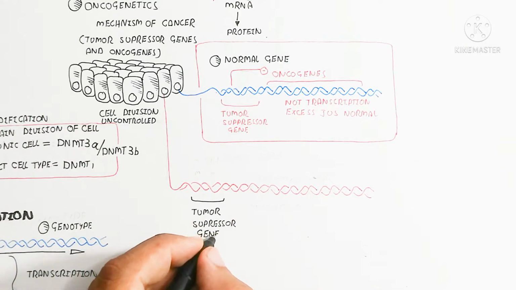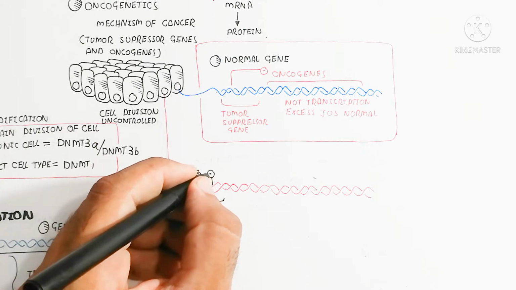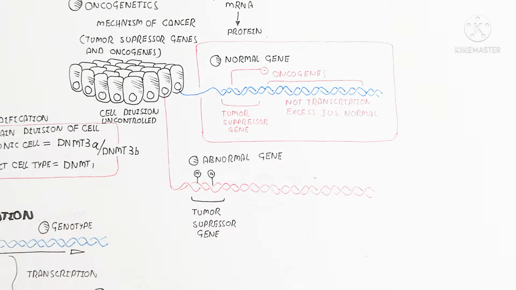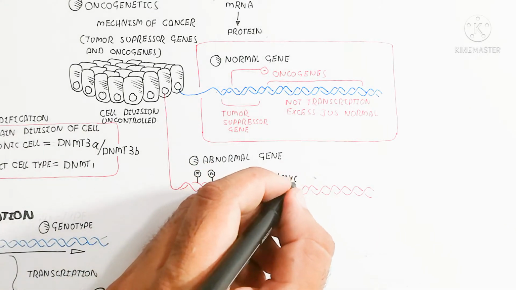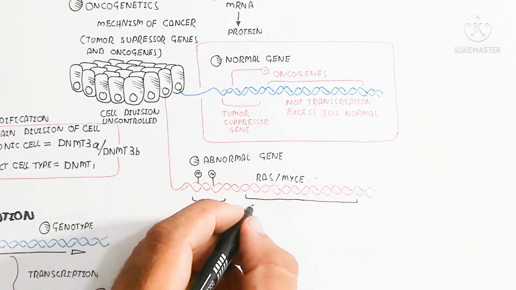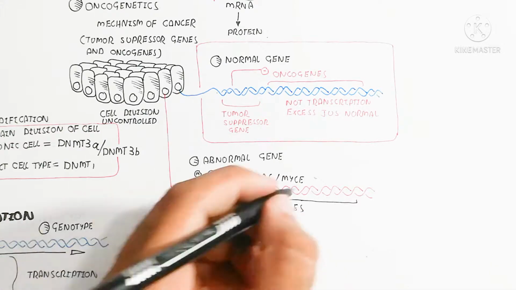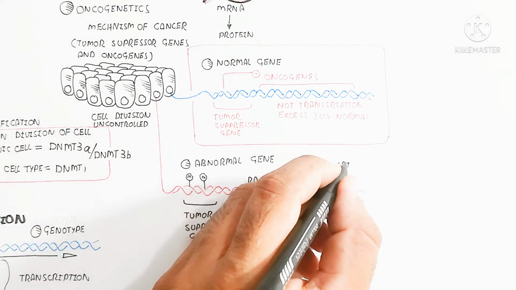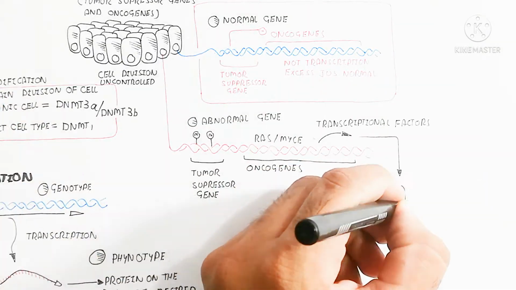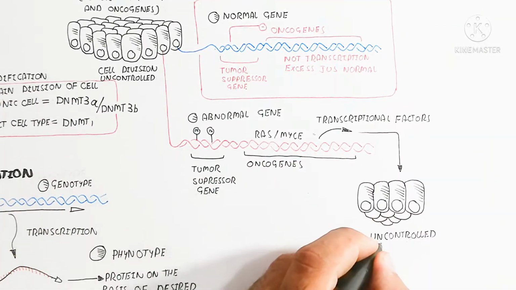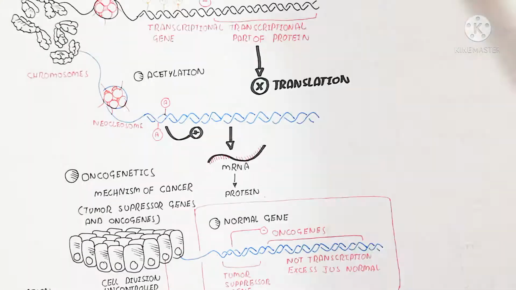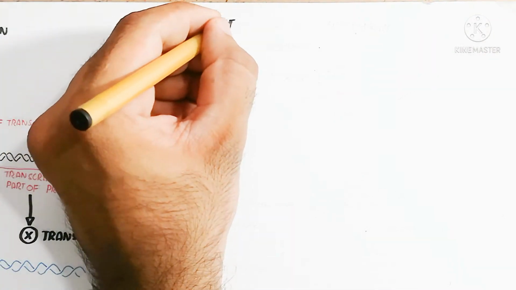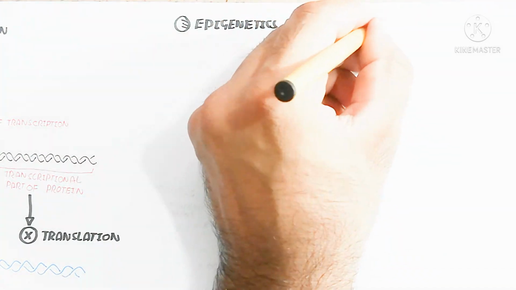Another thing is the abnormal gene. In this abnormal gene, the tumor suppressor gene will be methylated. When the tumor suppressor gene is methylated, the ras and myc genes, or oncogenes, will have transcription factors bind, and this will lead to uncontrolled cell growth, so the proliferation and uncontrolled cell growth happen without a checkpoint for DNA damage.